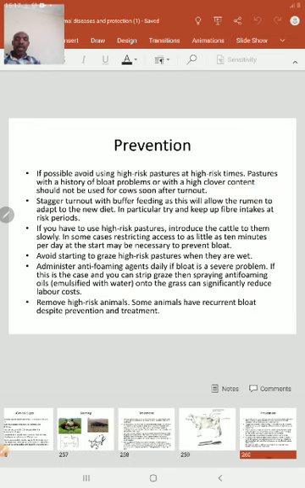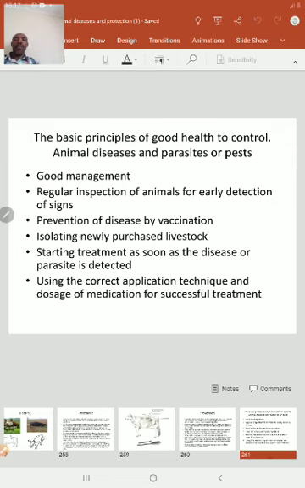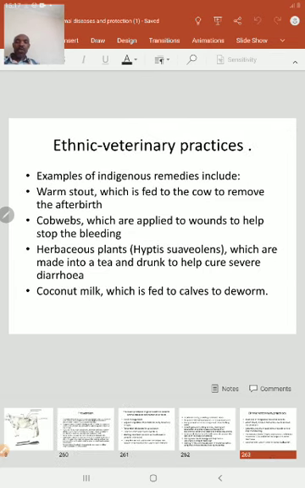And then prevention: avoid high risk pastures, and introduce cattle to pastures very slowly. Avoid starting to graze high risk pastures when they are wet. Remove high risk animals, and maintain good basic health to control animal diseases, with good management, prevention, isolation, and all those. You just go through this.